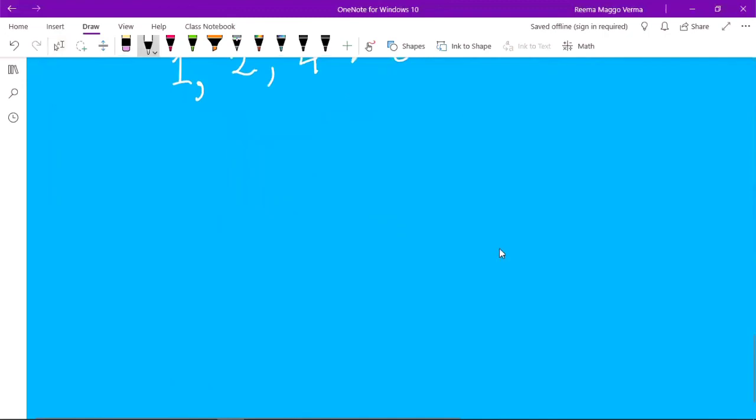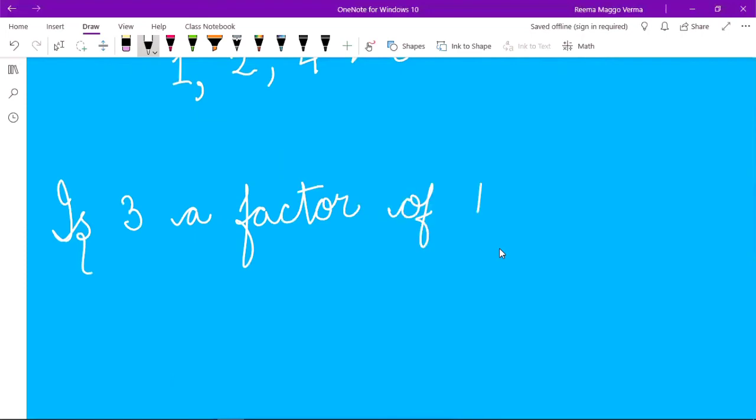So now in the end I have a challenge for you. Is 3 a factor of 10? So what you have to do is that you have to draw pictures and find out whether 3 is a factor of 10 or not.